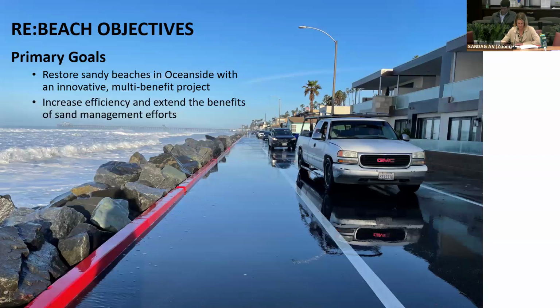So fast track to the initiation of the Rebeach competition, city staff and the project team decided to host an international design competition to see what kinds of new ideas were already being tested in the world that we could borrow from. The primary goals of Rebeach Oceanside are to design and implement a retention feature that will restore and maintain sand along the coast while providing additional benefits, and increase the efficiency and extend the benefits of any and all sand nourishment efforts that the city, region, or federal government carry forward.